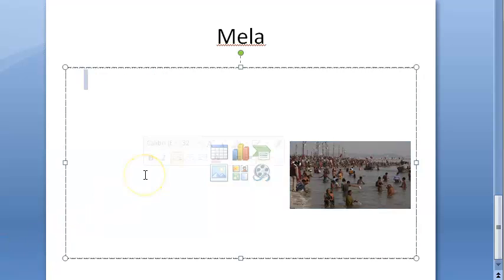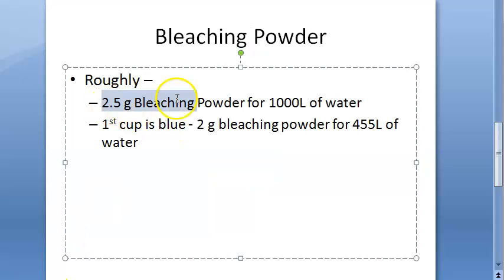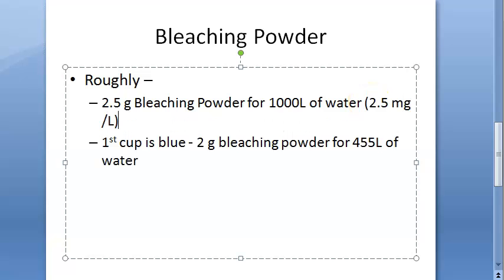Basically in this case, you will check the volume of the outflow of water. It's just an estimation of the volume of the outflow of water. Then you will do the bleaching powder calculation. Roughly, you will put 2.5 gram of bleaching powder for 1000 liters of water. That is nothing but 2.5 milligram per liter of water. Here we are usually talking about 1000 liters of water.